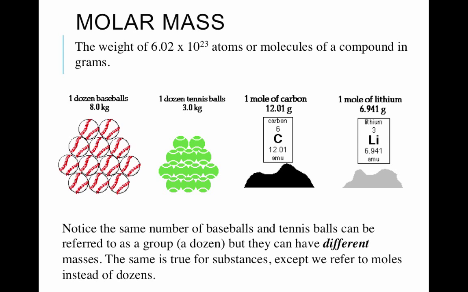So a way to think about that is if I have a dozen baseballs, they have a mass of 8 kilograms. If I have a dozen tennis balls, they have a mass of 3 kilograms. Well, atoms are the same way. 1 mole of carbon, which is simply 6.02 times 10 to the 23rd carbon atoms, has a mass of 12.01 grams, whereas 1 mole of lithium has a mass of 6.941 grams.